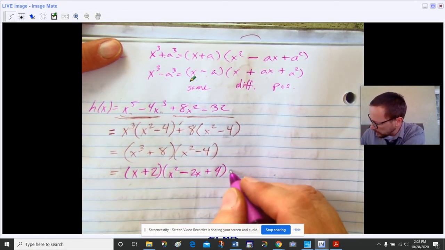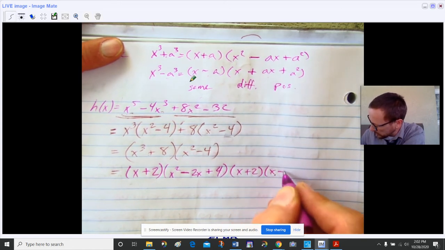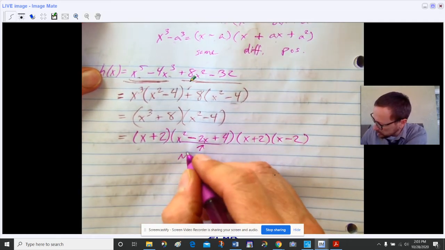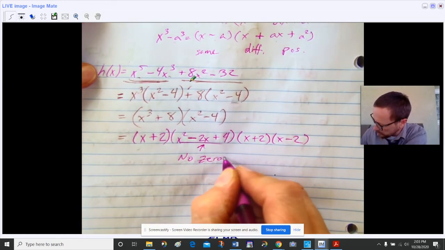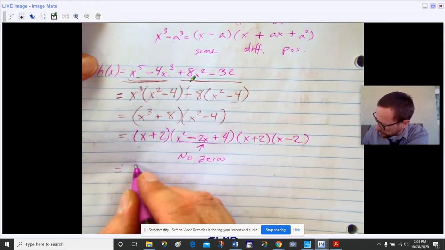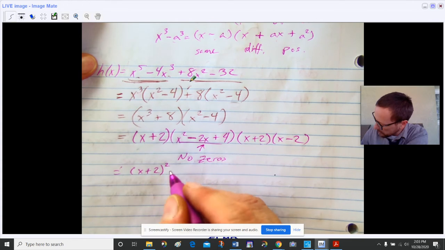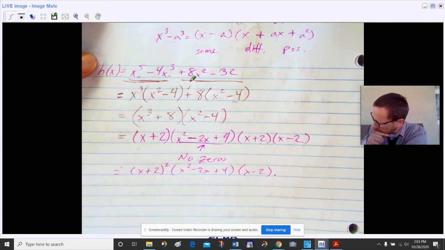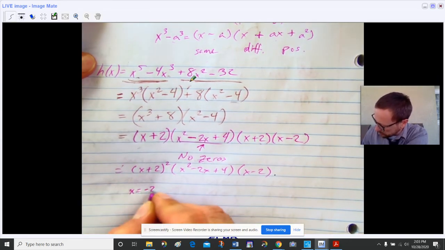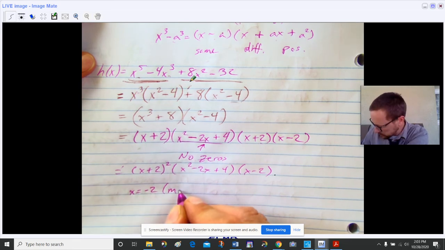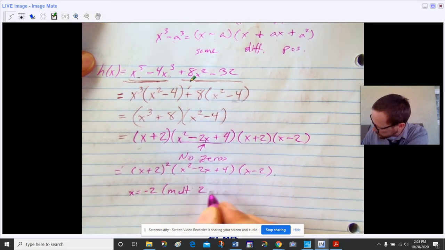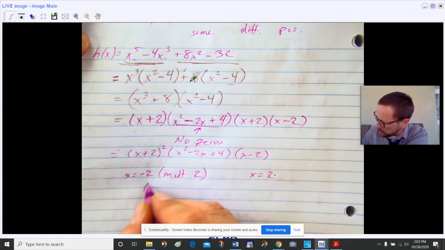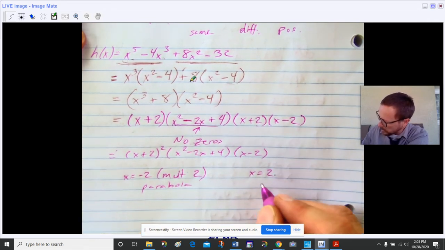Then over here we have x squared minus 4. That factors to x plus 2, x minus 2. This one produces no zeros, just so you know. But we have x plus 2 squared, x squared minus 2x plus 4, and x minus 2. So we have x equals negative 2 with a multiplicity of 2, and then x equals 2, multiplicity of 1, which we don't write. This is going to look like a parabola, and it's going to look like a line.